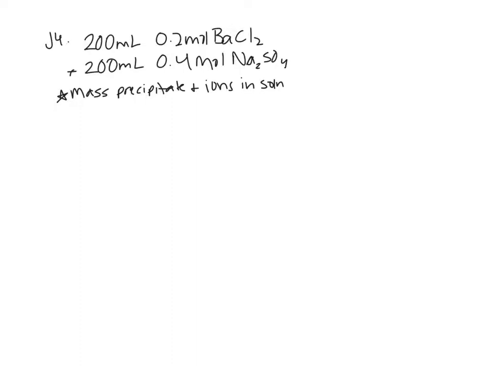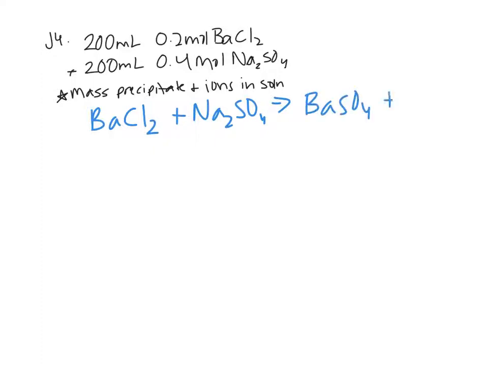Okay, so this is on the Unit 2 study guide, letter J, number 4. We're trying to find the mass of the precipitate and the concentration of all ions in solution. First, let's figure out our reaction. We have BaCl2 plus Na2SO4. We're going to make BaSO4 and 2NaCl. Okay, so this is going to be my precipitate.